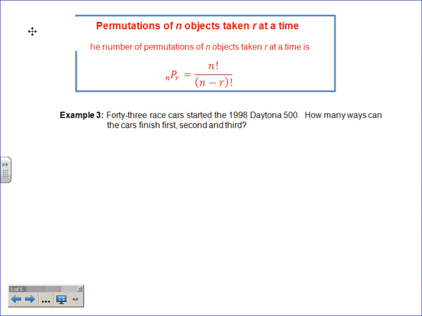So there's 43 race cars that started the 98 Daytona 500. How many ways can the cars finish first, second, and third? So basically, how many of them do I want to take? I want to take 3 of them. Okay. So I know there are 43 of them, right? A lot of people say pick, right, for P, but it is permutation. Basically, I want to know how many ways I can find those 3.